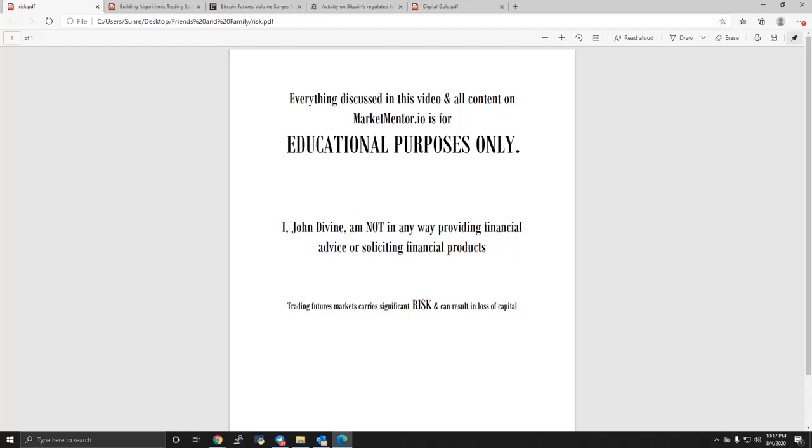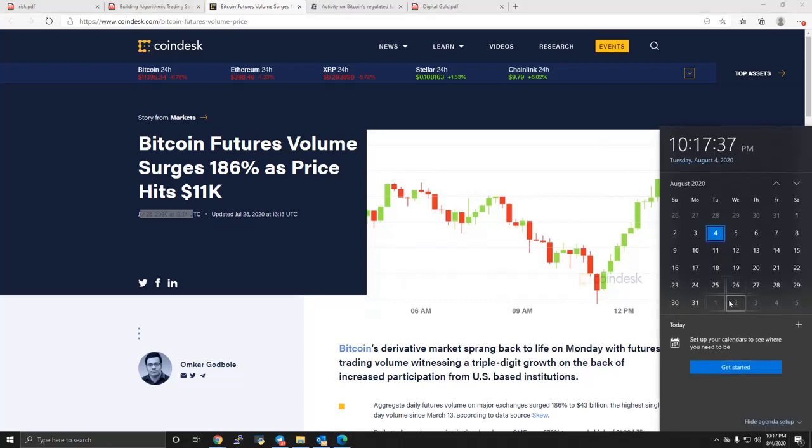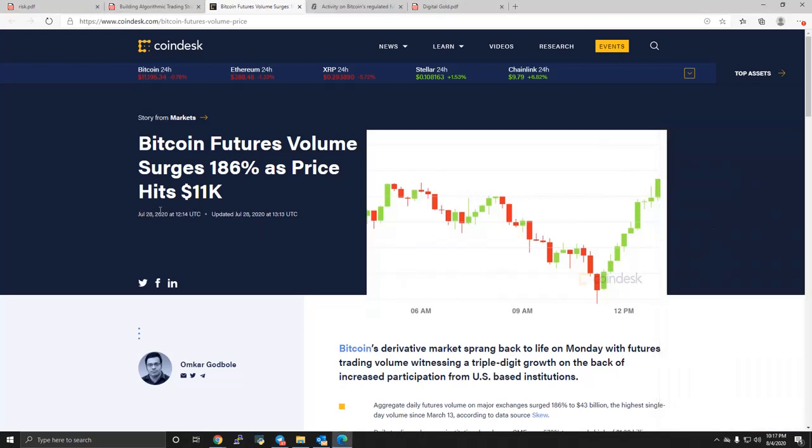So Bitcoin futures markets is an exciting topic, especially these days. It's a very important concept to grasp if you are into financial markets and trading in general, as Bitcoin is one of the hottest financial markets in the world right now. Let's take a look at an article from CoinDesk, and this was on July 28th, 2020, and today is August 4th, 2020. So this is very recent news.